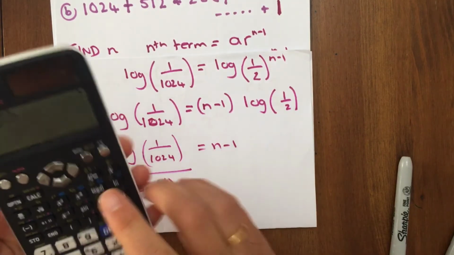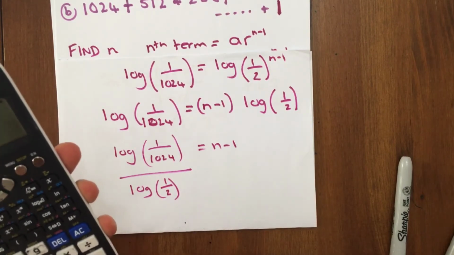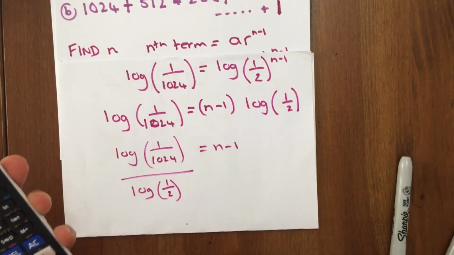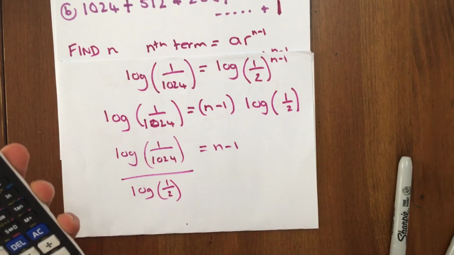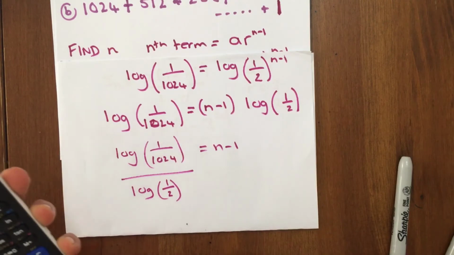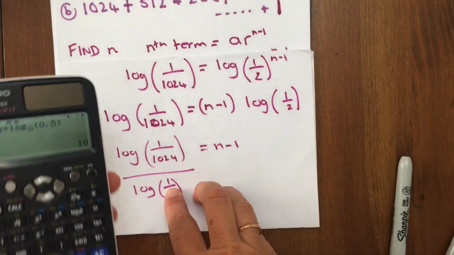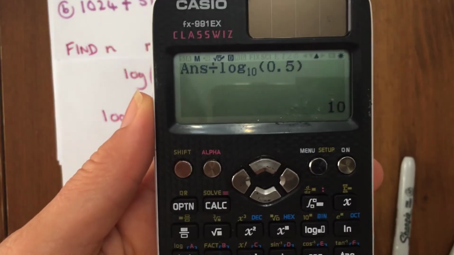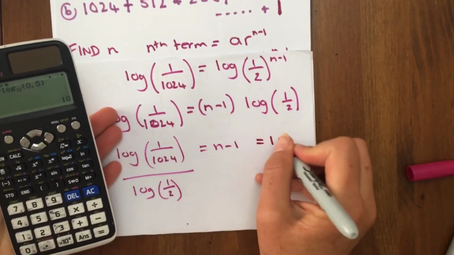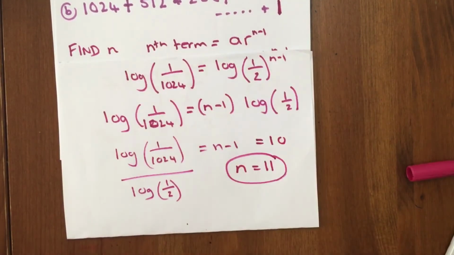I'm going to do log to the base 10, I have to put base 10 in this calculator, of 1 over 1024, equals, I get a negative answer for that one, divided by log to the base 10 of 0.5. If I do this divided by this, I'll get 10 on my calculator. Then I'm going to find n. This will equal 10, so n will equal 11. Okay, so I've got 11 terms here.